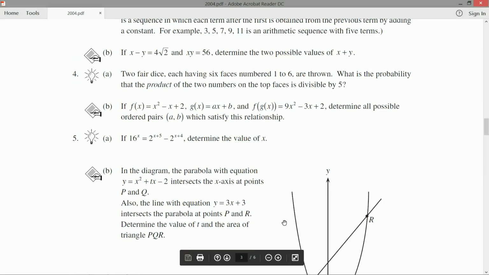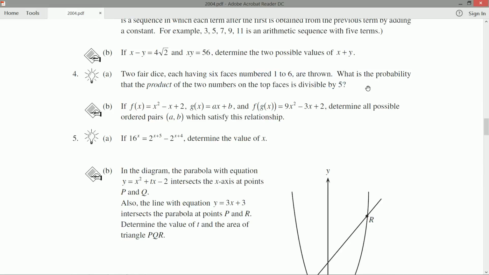So all the way back here to question number 4. Two fair dice, each having 6 faces numbered 1 to 6, are thrown. What is the probability that the product of the 2 numbers on the top faces is divisible by 5?